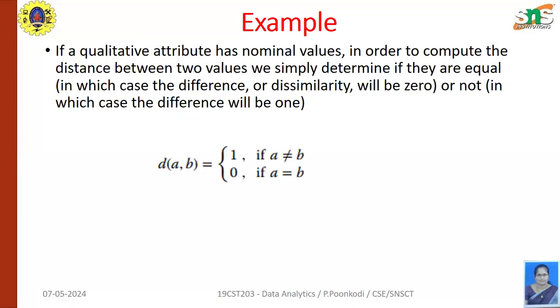Then if it is a qualitative attribute with nominal values, to compute the difference between two values, we simply determine whether they are equal or not. If both are equal, the difference is denoted as 0. If they are not equal, it is denoted as 1.